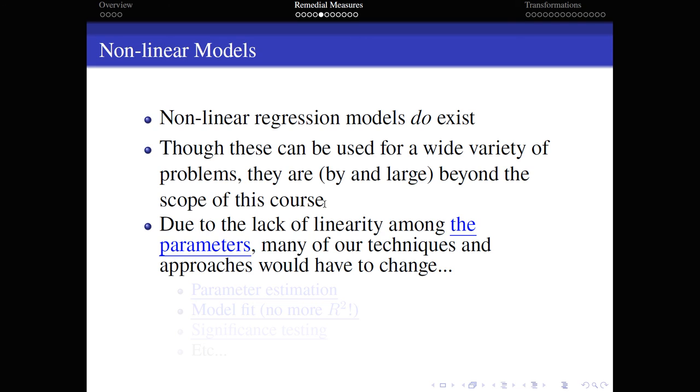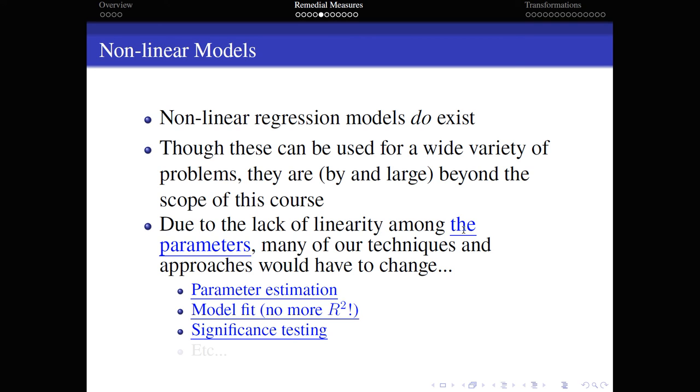One of the reasons that we don't particularly talk about them is they apply different sets of rules. Because of the lack of linearity among the parameters, and recall that it's not a lack of linearity in the relationship, this is a lack of linearity in those c's, those constants that are required for the linear combination, many of our techniques have to change. We'd have to use different parameter estimation techniques, different model fit. We can't use things like R squared or the percentage of variance explained anymore. We'd have to change our significance testing, and a lot more things get manipulated because we don't have access to those traditional tools and those traditional model fit statistics.